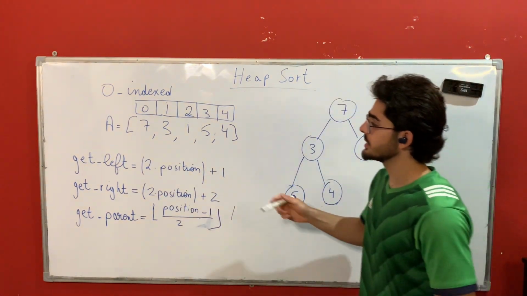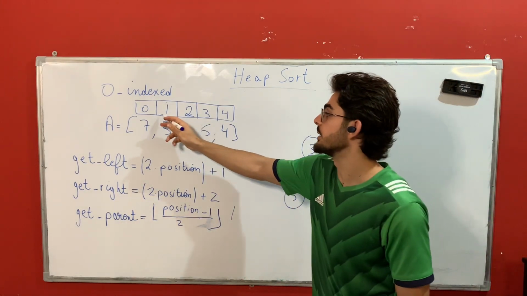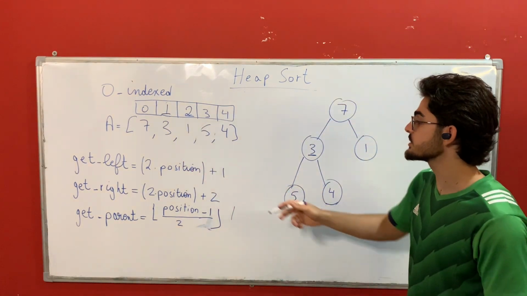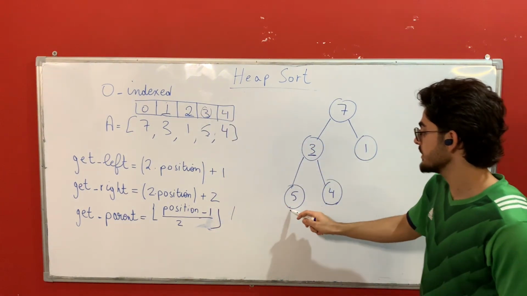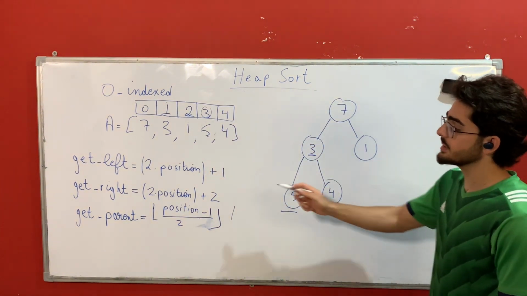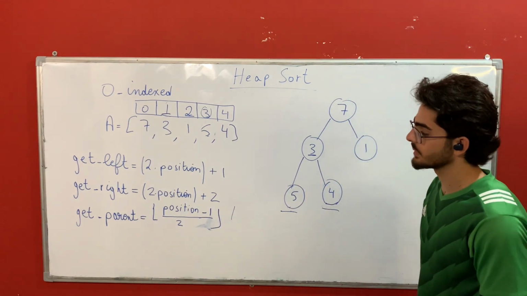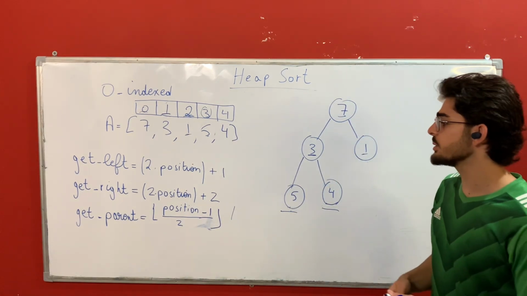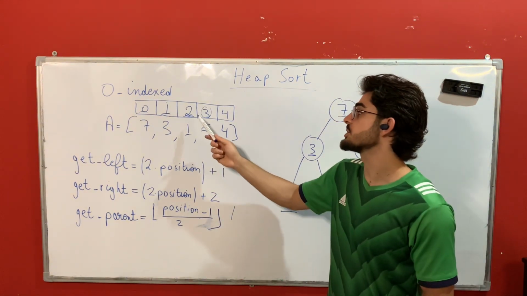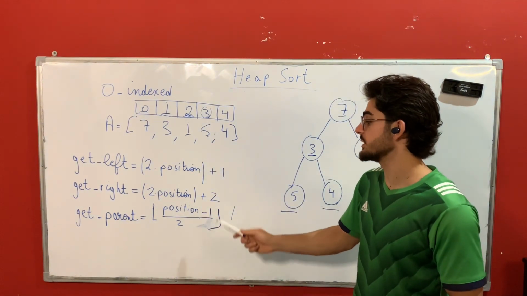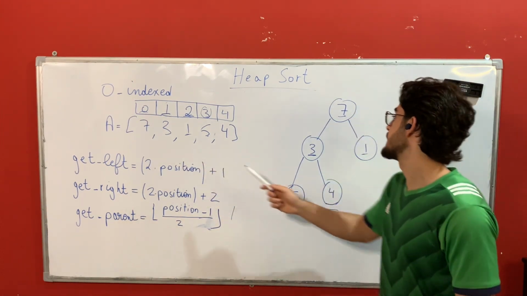For example, let's say the parent is 3. The position of 3 is 1. So 2 times 1 plus 1 is 3. At index 3 we have 5, so 5 is the left child. The same goes for 4 because it is the right child of 3. Now let's say you want to get the parent of the element 1. 1 is positioned at 2, so 2 minus 1 is 1. The floor of half is 0, so 7 is the parent of 1.